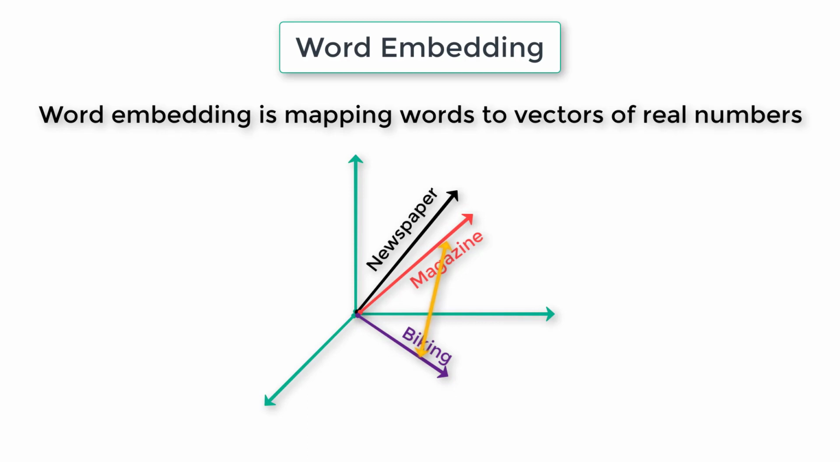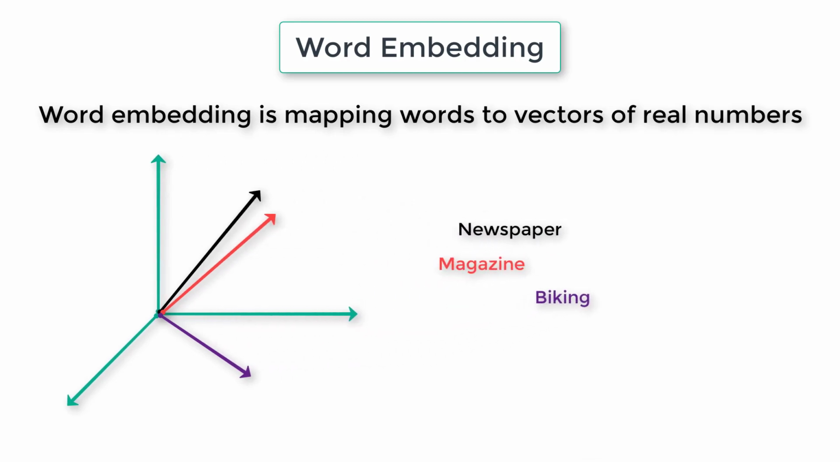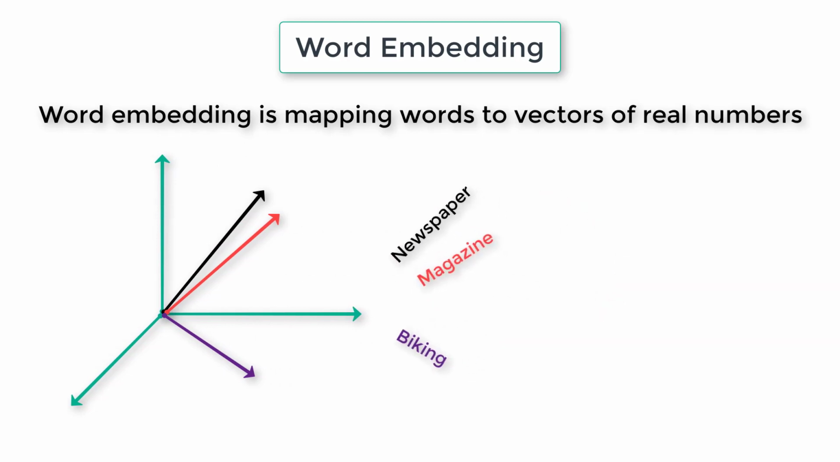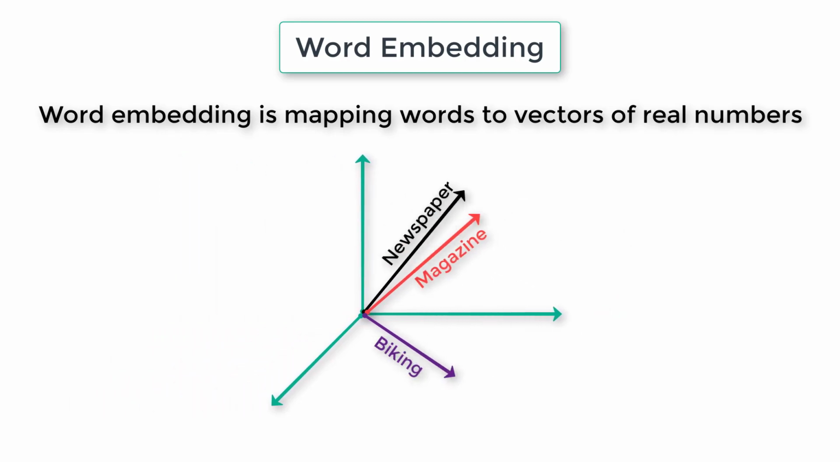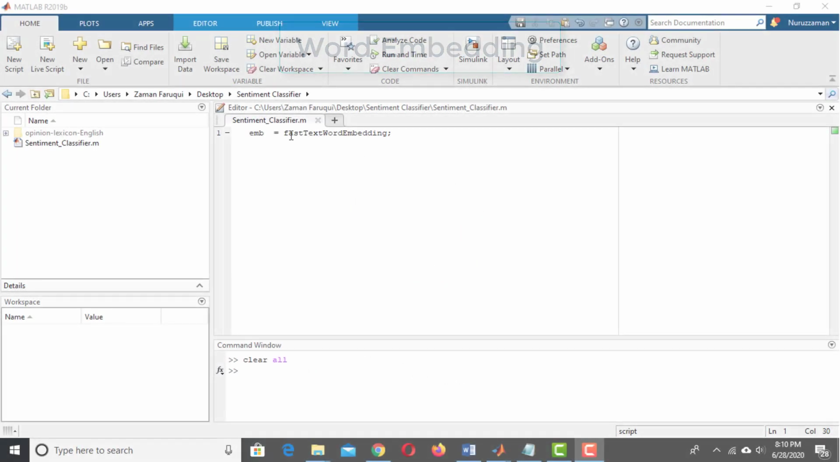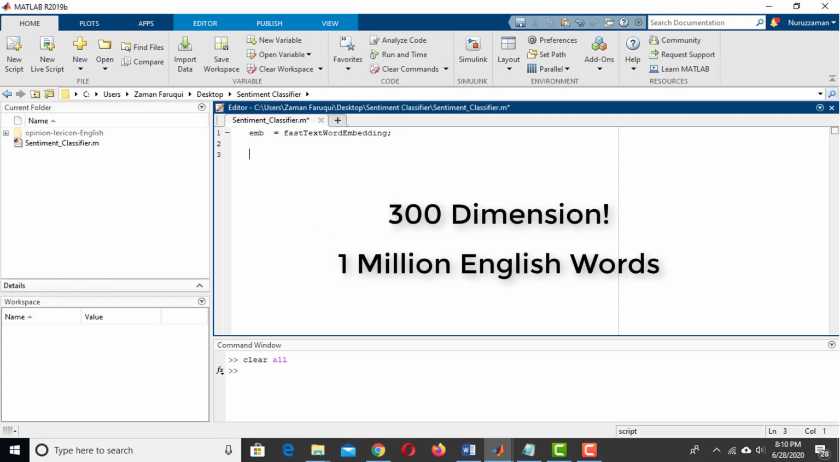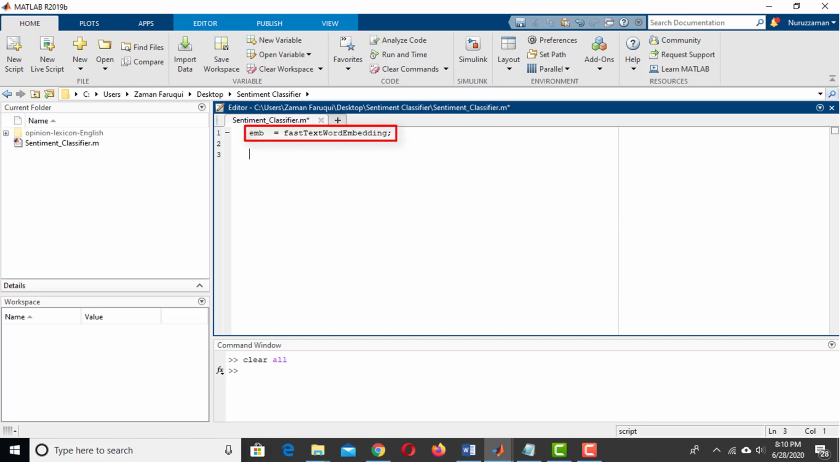That means we can classify the words based on the distance. As these are vectors, we can make decisions based on vector operations as well. This is an example of three-dimensional word embedding for 3 words. This fastTextWordEmbedding function returns a 300-dimensional word embedding for 1 million English words, and that is why we are using this function.